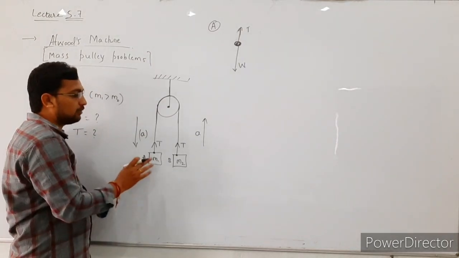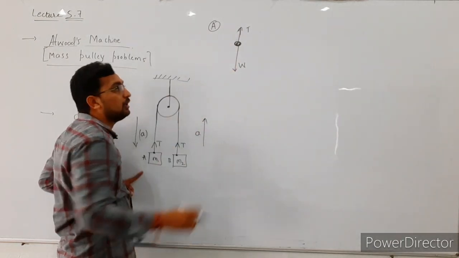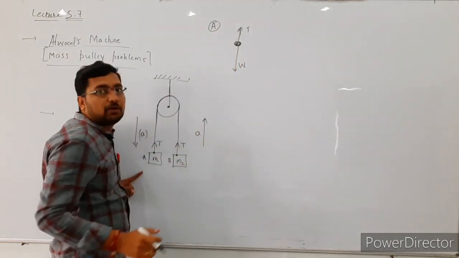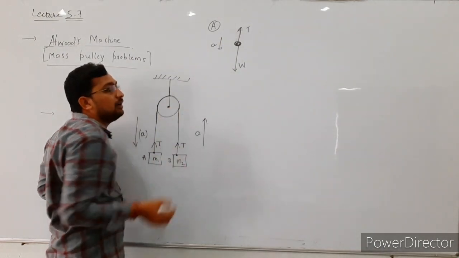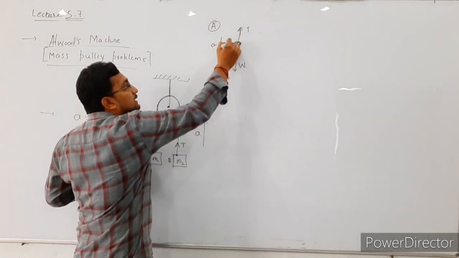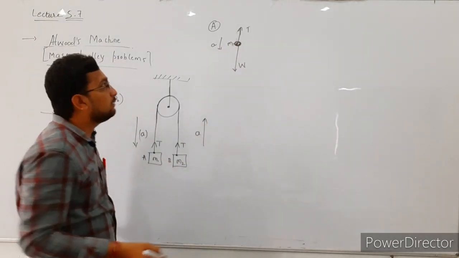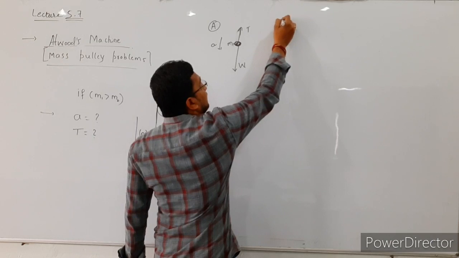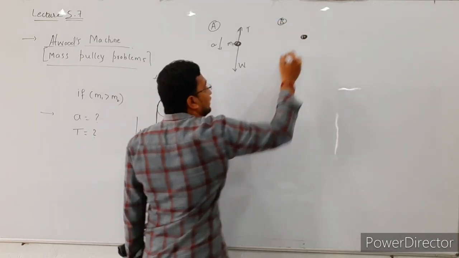So, the free body diagram for body A: the weight is acting in the downward direction and the tension is acting in the upward direction. Here the direction of acceleration of the first body of mass m1 is shown. Next, for the second body B, first we consider the object as a point mass.